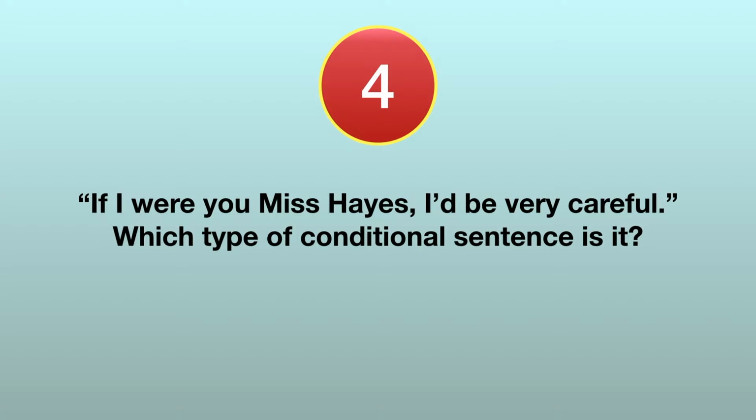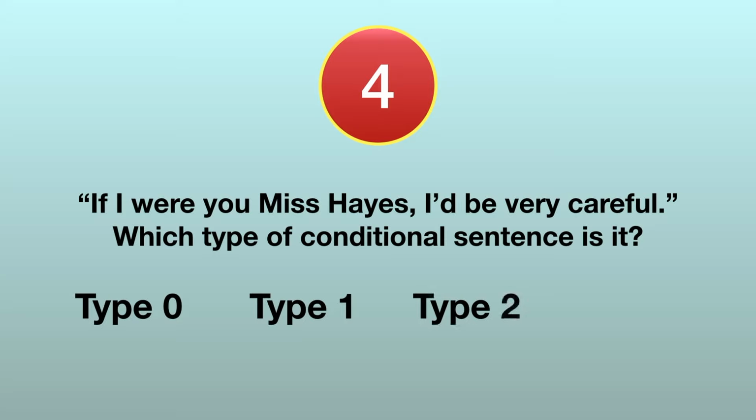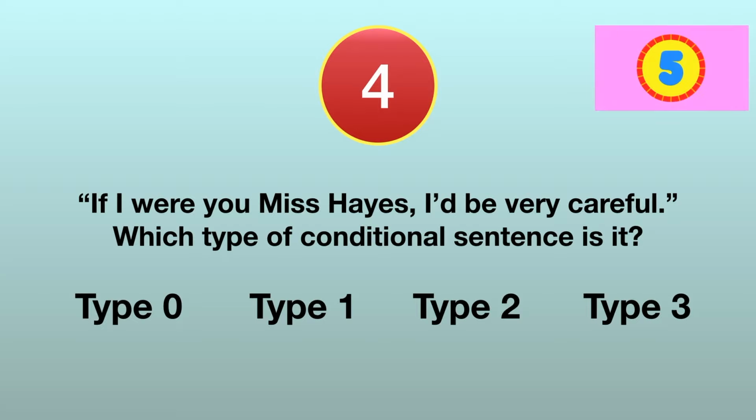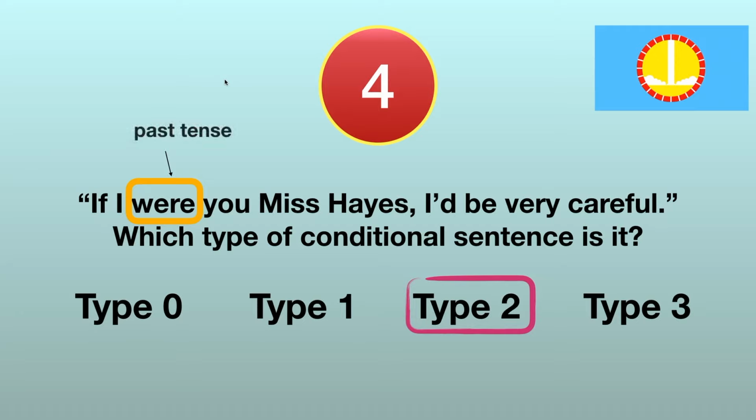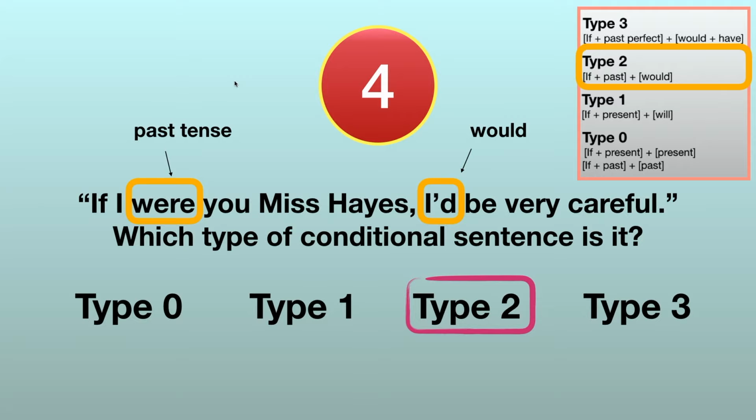Which type of conditional sentence is it? Type 0, Type 1, Type 2, or Type 3? Again, 5 seconds. Time's up. The answer is Type 2. You see, in the if clause, the past tense is used. And then in the second clause, we have I'd, short for I would. And that's the structure of type 2.